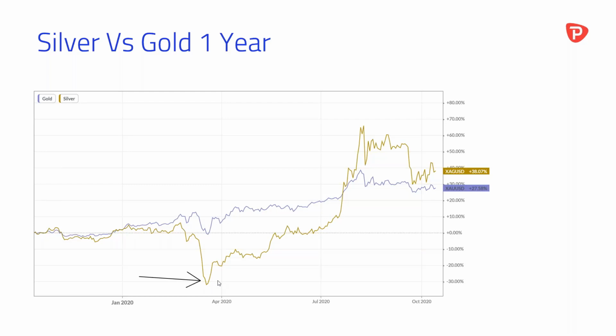Silver is a used metal. It's also used in a whole bunch of industrial builds and all of those types of things. It falls sharper, but it often gives better returns. If we take a look at what's happened to silver over this period, we can see silver had a 38% increase this last year versus gold, which was 27.58%. So a little bit different there, and sometimes a little bit surprising.